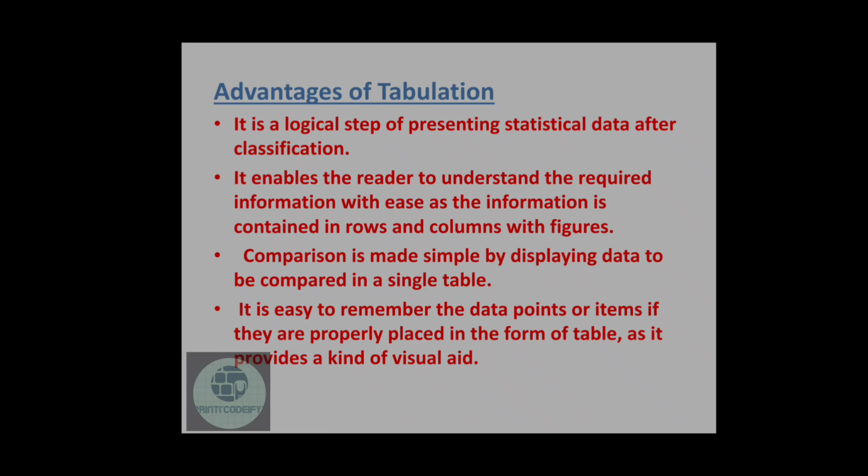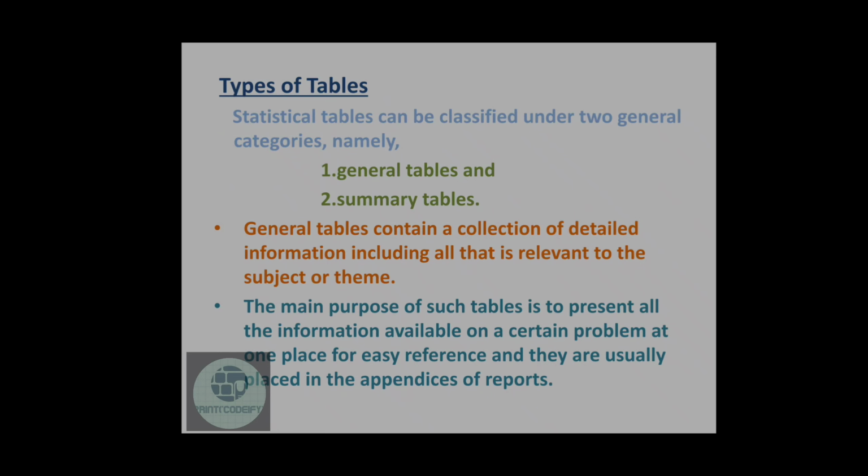It is easy to remember the data points or items if they are properly placed in the form of a table, as it provides a kind of visual aid. It facilitates computation easily and helps easy detection of errors and omissions. Types of tables. Statistical tables can be classified under two general categories. They are general tables and summary tables.